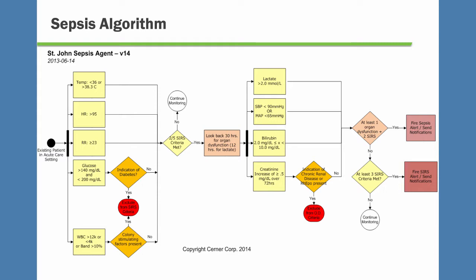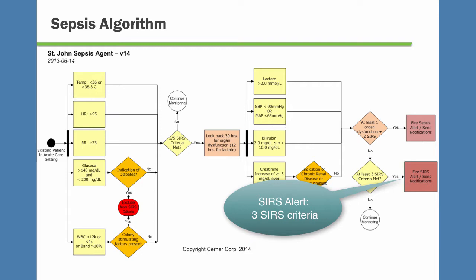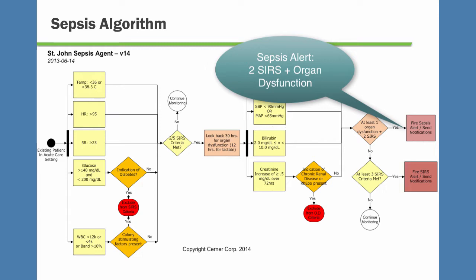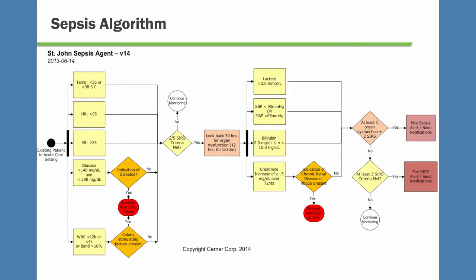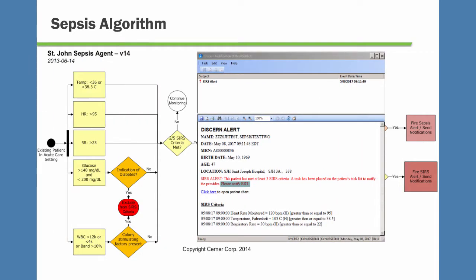Crawler fires two types of alerts: SIRS alerts for patients with 3 SIRS criteria, and sepsis alerts for patients with at least 2 SIRS criteria and at least 1 organ dysfunction criteria. When the alert fires, the nurse will receive an on-screen notification even if they are in another patient's chart. It will recommend for them to contact the provider and/or RRT for further evaluation and treatment.